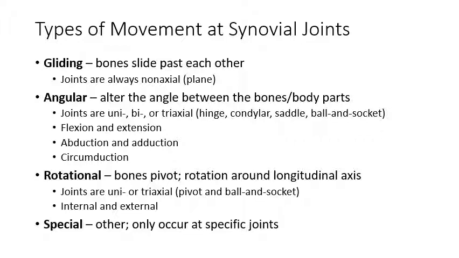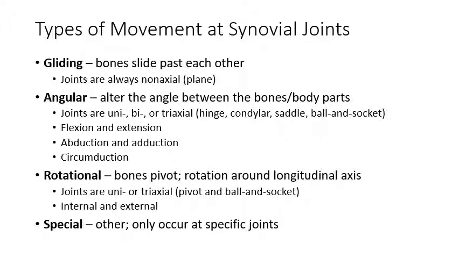Then you have rotational movement at some synovial joints, specifically at pivot joints and ball and socket joints. In rotational movement, a bone is rotating around its longitudinal axis, which basically means that if you imagined a pole running through the bone along its length, just the bone spinning around that pole would be rotational movement. And you have 2 types of rotational movement, internal and external.